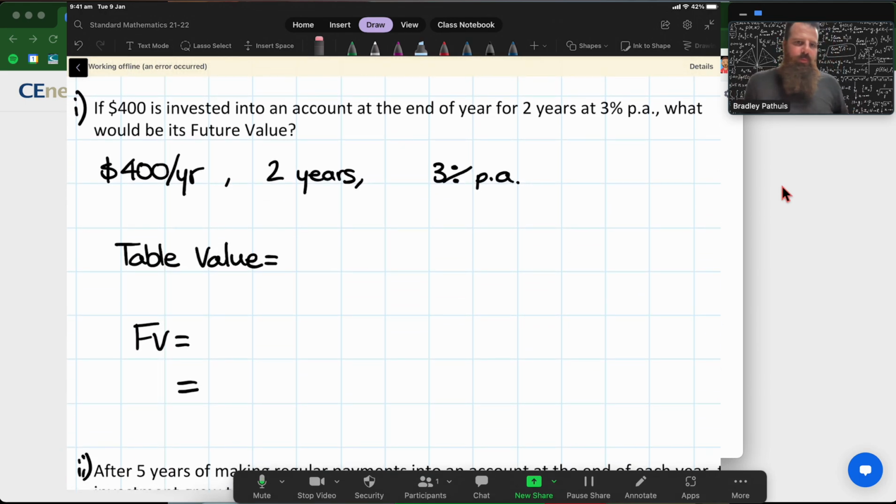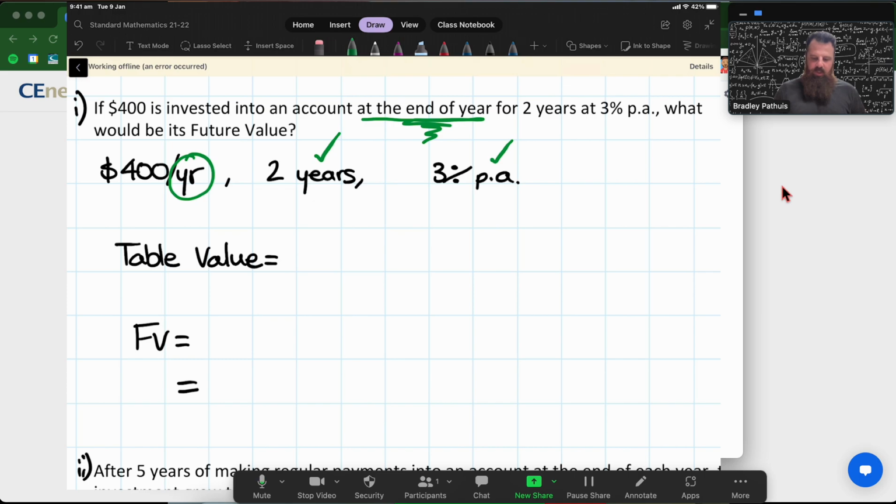So, $400 invested into an account at the end of every year for 2 years. This is the part that gives it away that it's an annuity, that something's invested at the end of the year. So at the end of the year for 2 years at 3% per annum, what would be its future value? It's $400 per year. This is our period. That's how often we're making payments. So everything needs to be in years. Well, that's in years, and per annum, that's annual too.